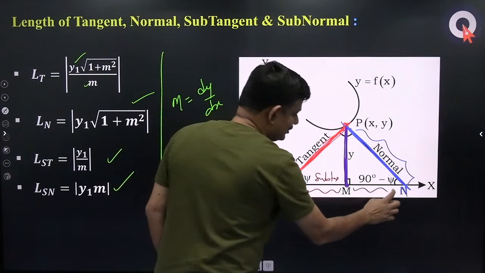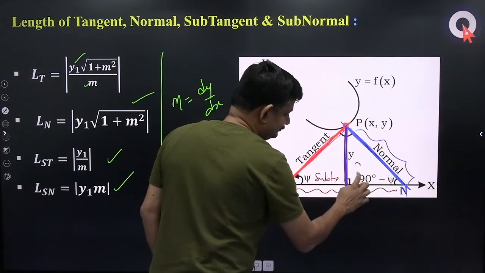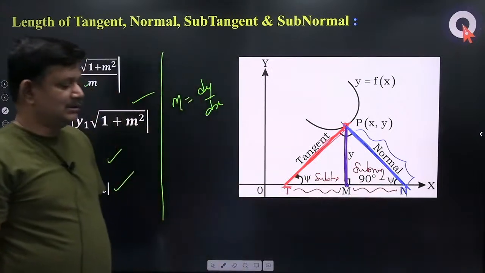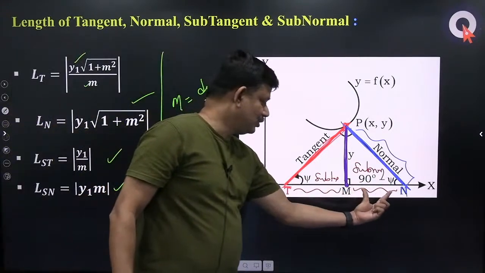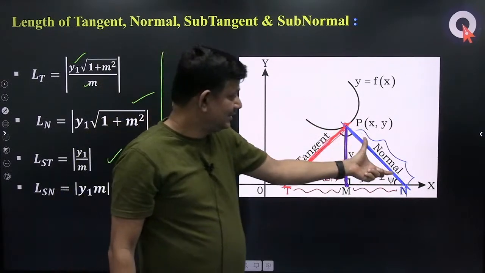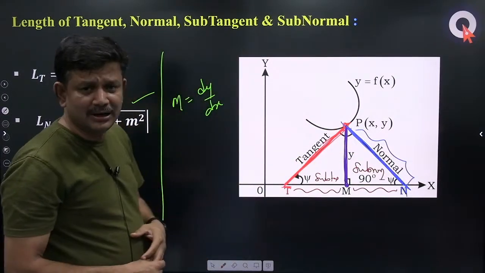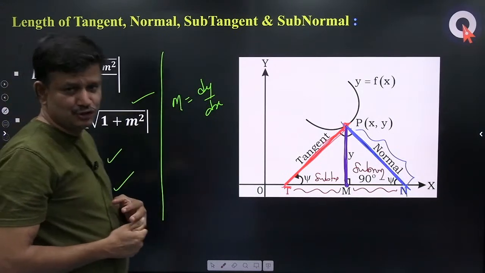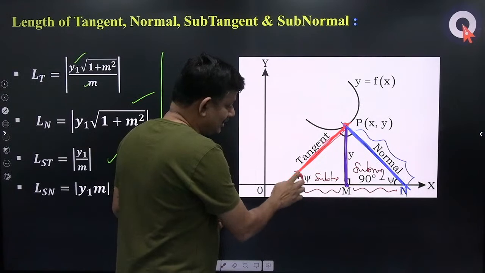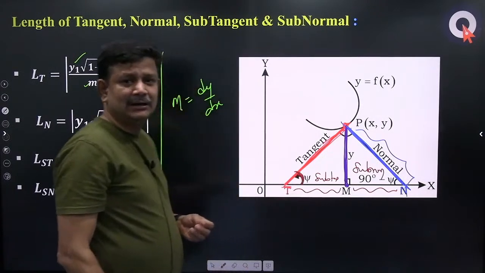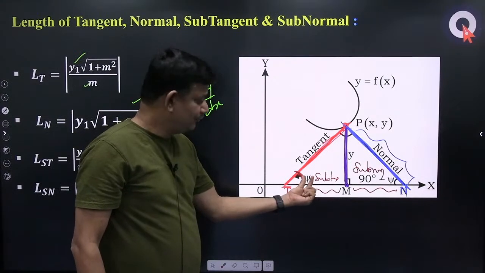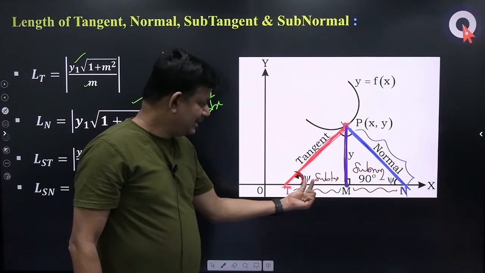The length MN is called subnormal. This length will be your subnormal. This length will be your subtangent. This length will be your tangent length. This length will be your normal length. So basic geometry or basic trigonometry will give you the results. How much is this angle? Tan inverse of m, dy by dx. So tan of phi is dy by dx.